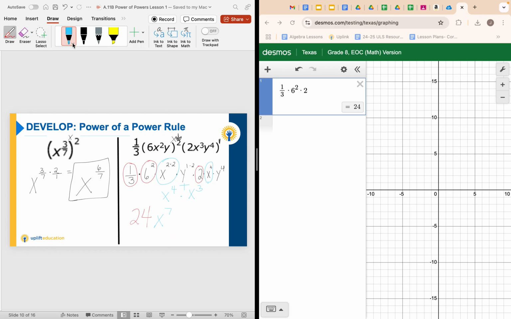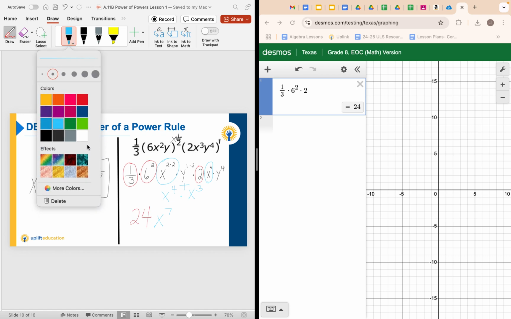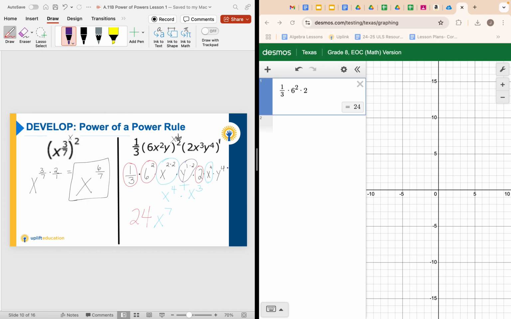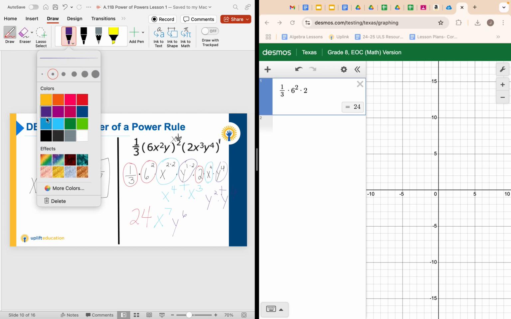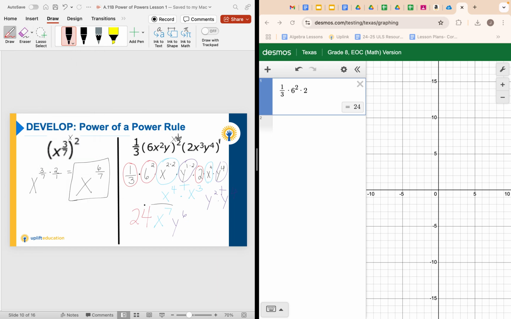And then last but not least, we do this one in purple, our y's. So we have y, 1 times 2 is 2. And y to the 4th. So if we add those together, 2 plus 4 is 6. And then that becomes our final answer.